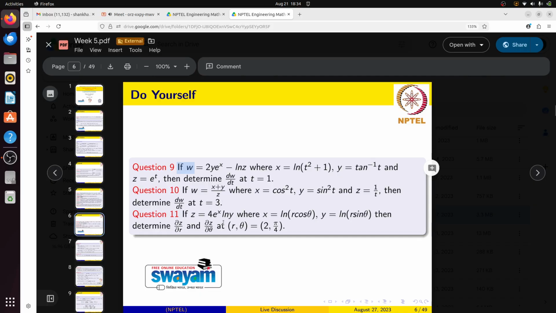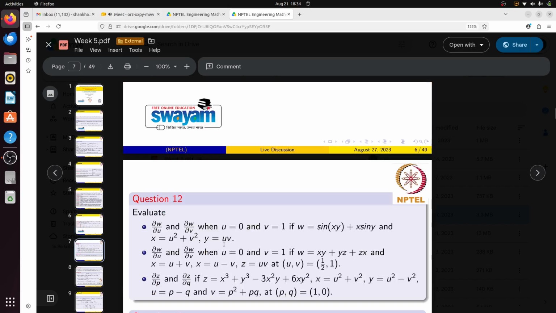If z equal to 4 e to the power x ln y, where x equal to ln r cos theta, y equal to ln r sin theta, then determine del z/del r and del z/del theta at (r, theta) equal to (2, pi by 4). So this is also a practice problem. You just need to put in your x and y, and you can easily solve it.